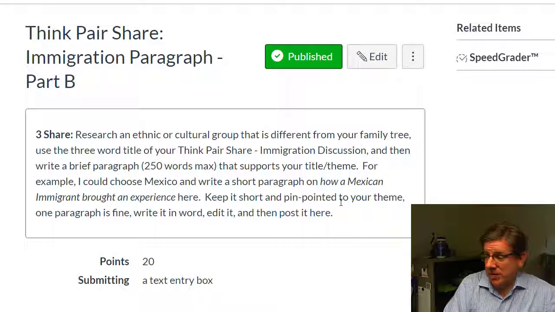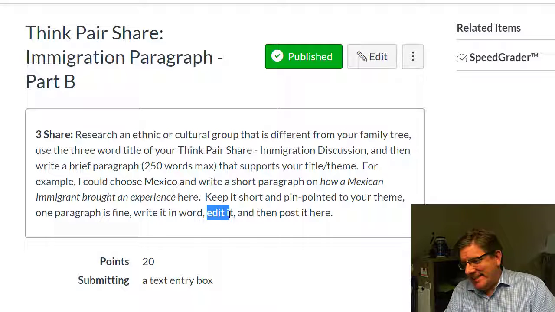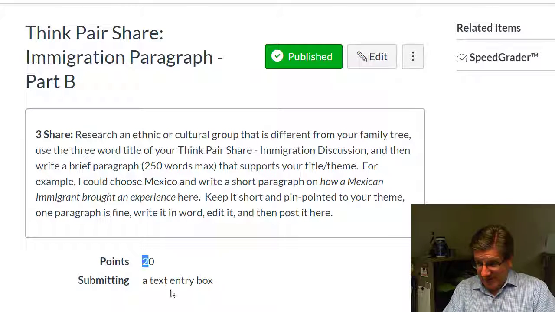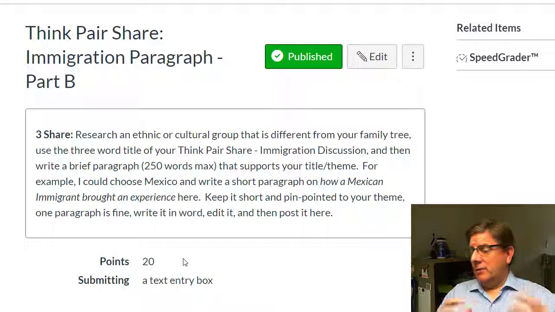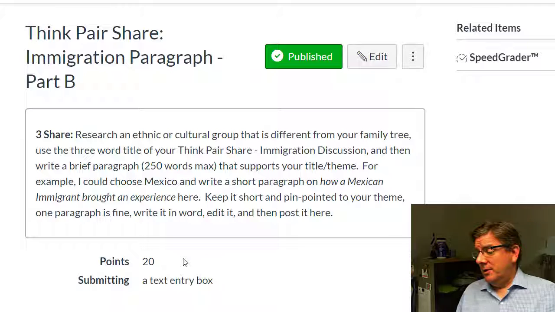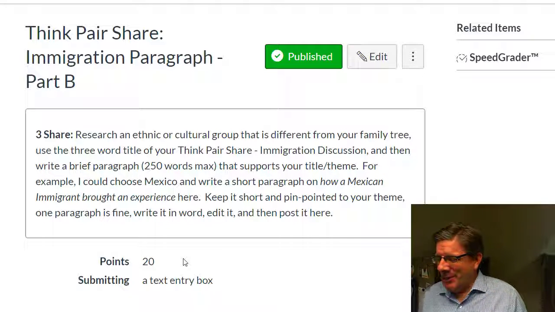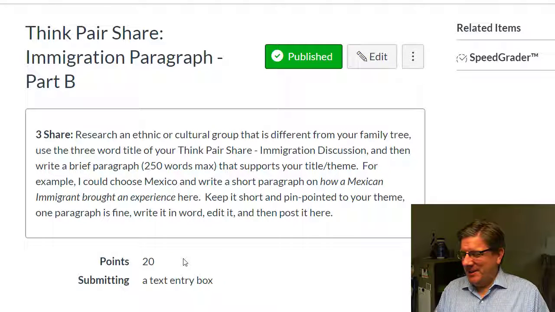I'm just looking for them to maybe research something from the web, from the news, that kind of thing. Keeps them a little pinpointed and targeted. They can practice their paragraph writing skills. Write it in Word, edit it in Word. Make sure everything's fine, and then post it here. It's simply a text entry box, and it's worth 20 points. And once again, you could develop the rubric around that so it's easier for them to see what you're evaluating. This is not a series on rubrics, but rubrics are great activities. If you want more help with rubrics, please let us know. We're more than happy to give you ideas with rubrics.